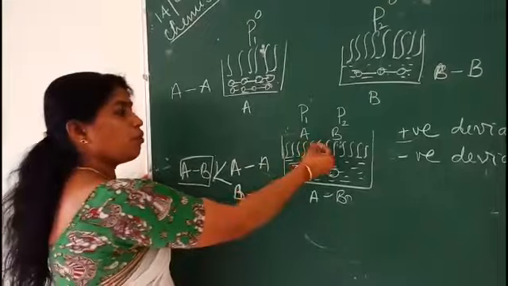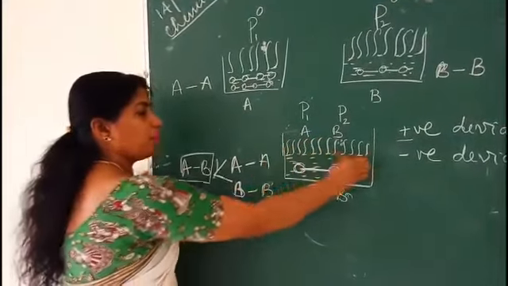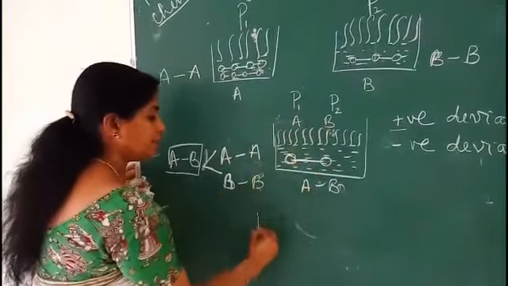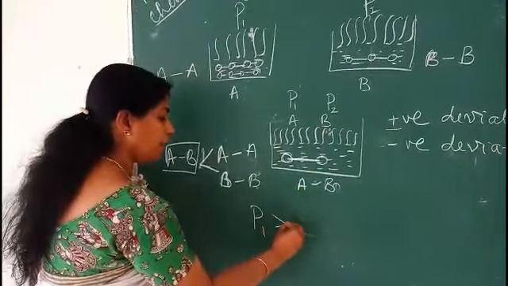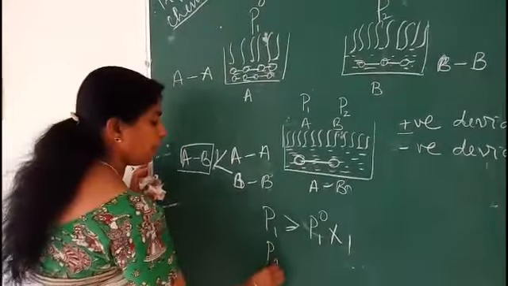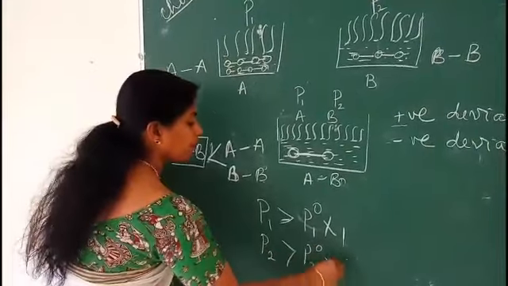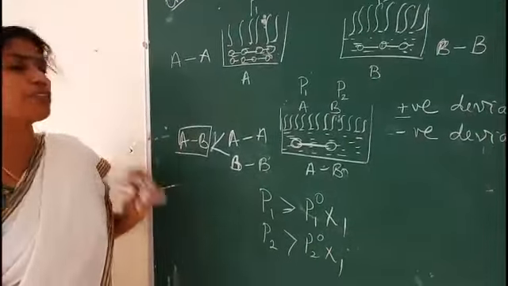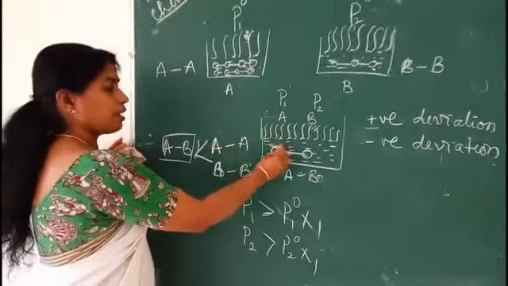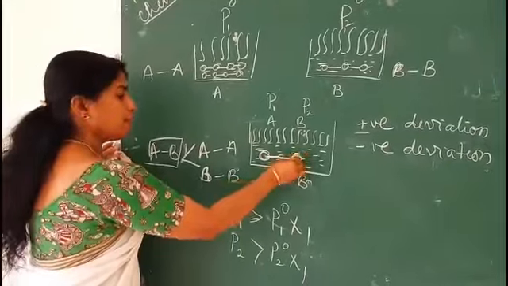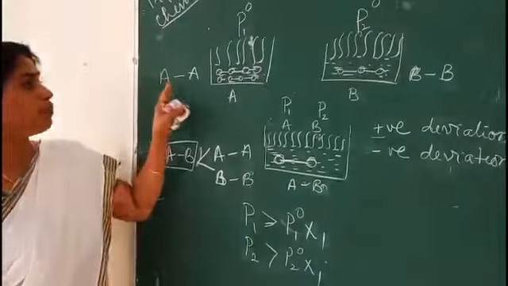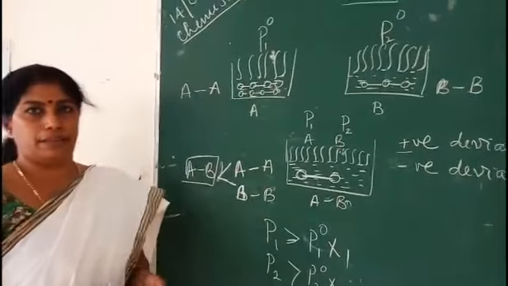When it becomes more volatile than A and B, the vapors formed on the surface will be more, and the pressure P1 will be more than P1 naught x1, and P2 will be more than P2 naught x2. This is known as positive deviation. So what is the reason for positive deviation? The reason for positive deviation is the weaker force of attraction between A and B compared to the force of attraction present in A and B.